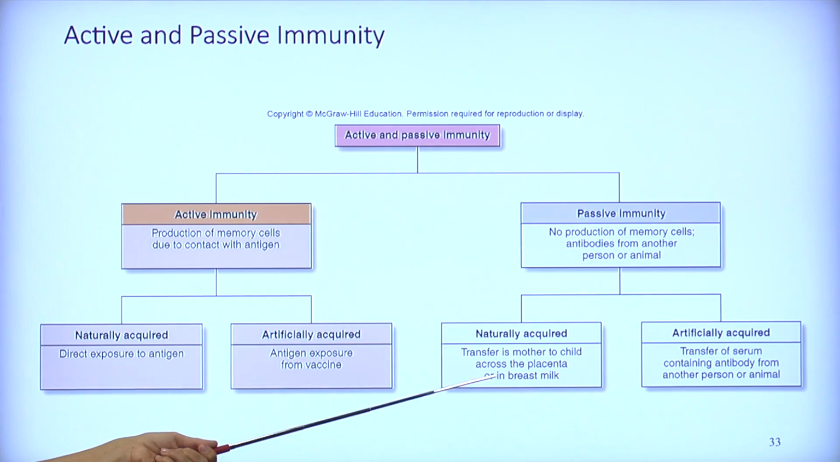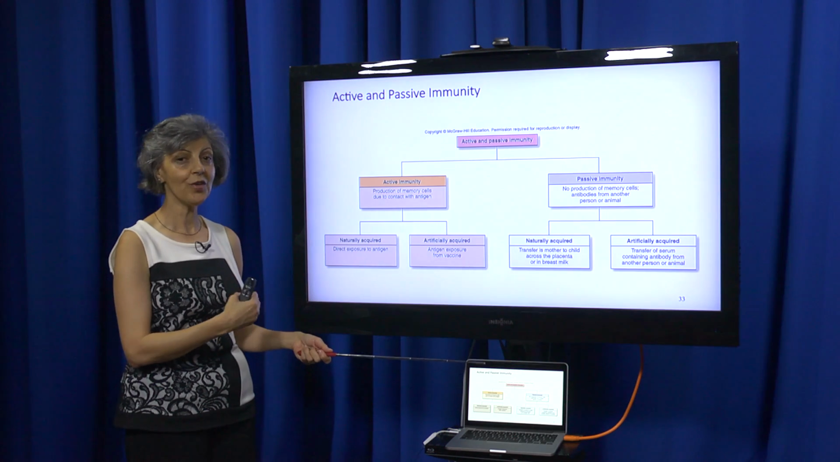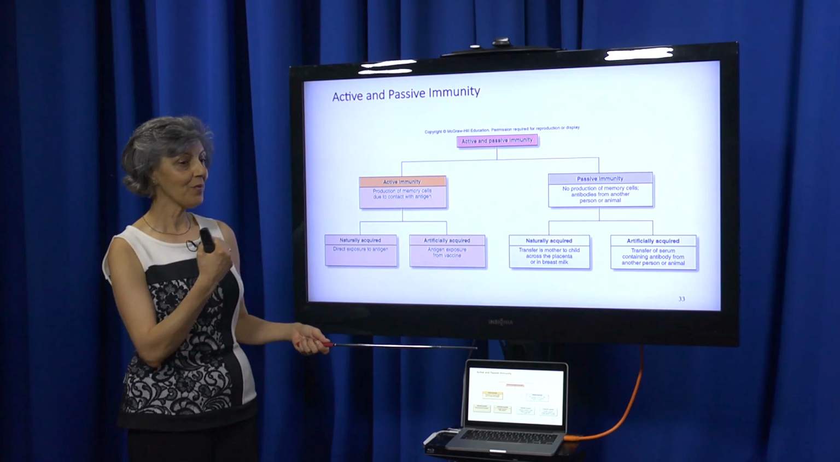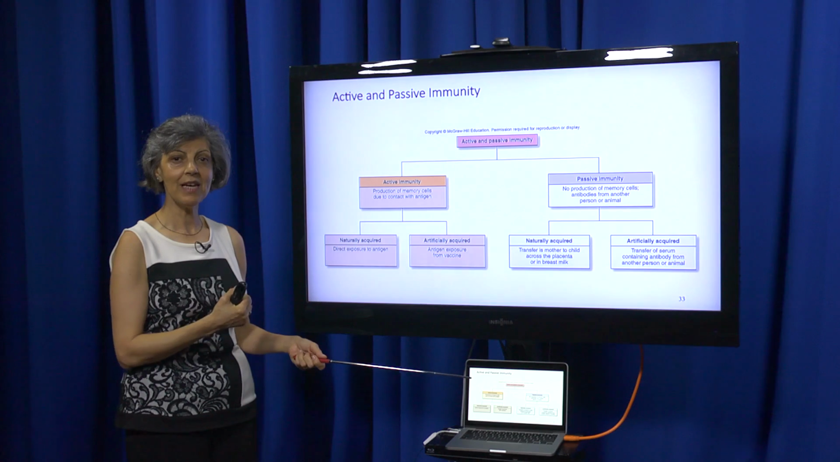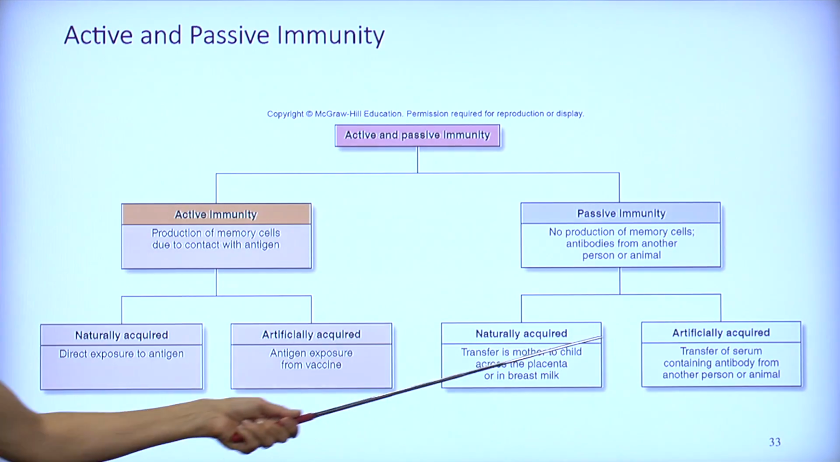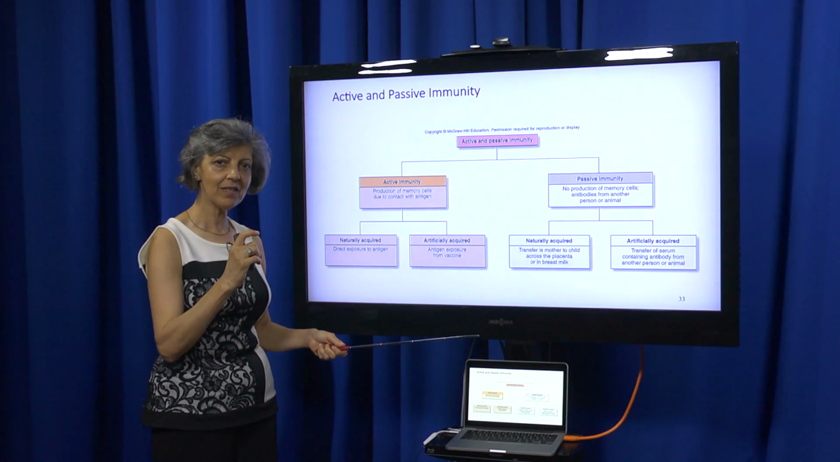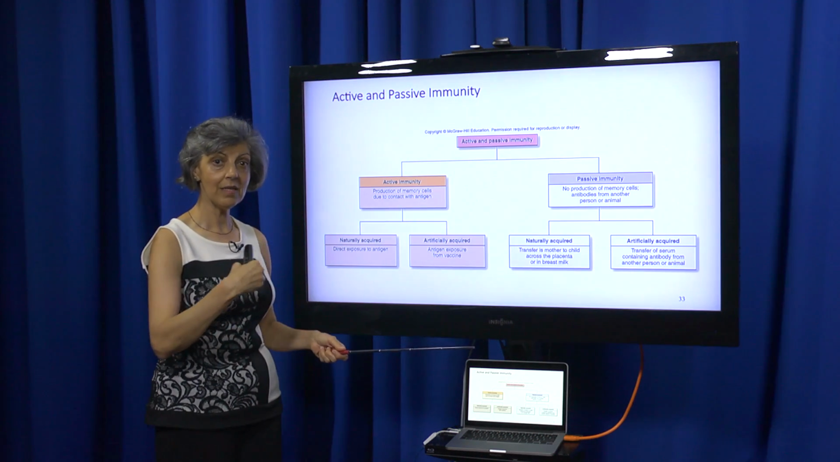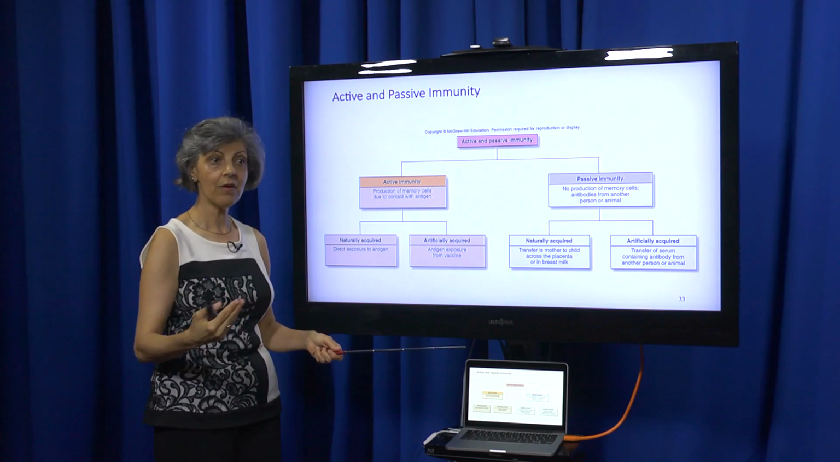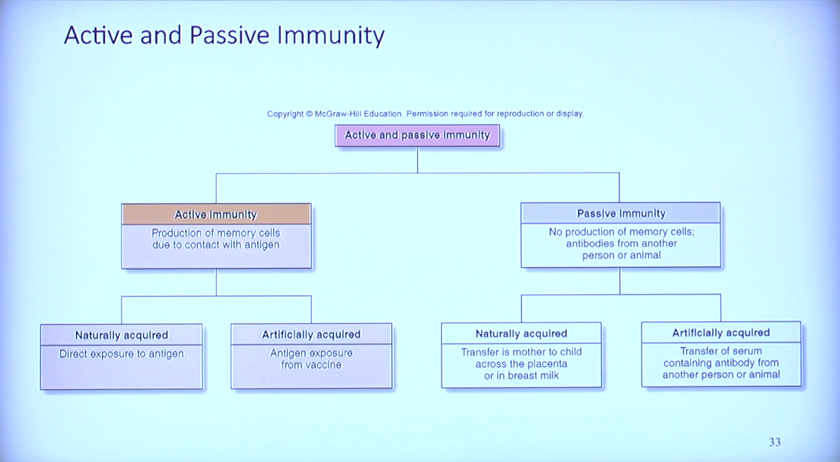Passively, again, this can happen naturally when antibodies are transferred from a mother to her fetus. The baby will passively receive the antibodies through the umbilical cord or through the breast milk. Artificially, we inject people with antibody serum to give them immunity very fast if they are exposed to an infecting agent. So this is about humoral immunity.